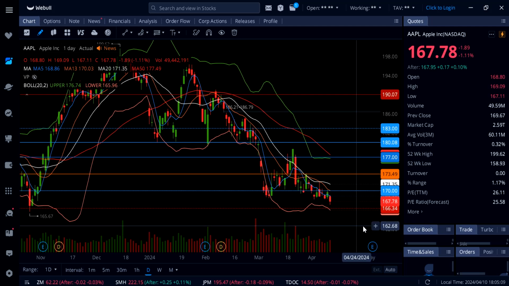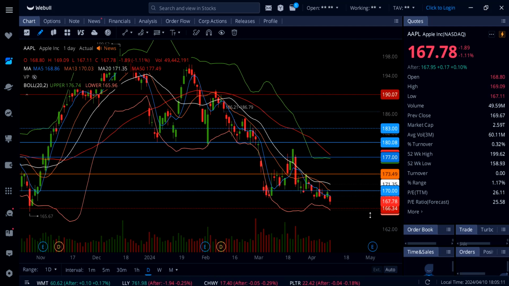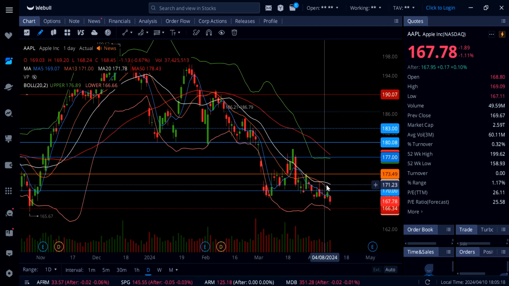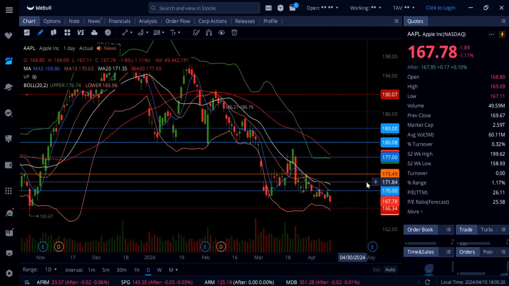So on Apple, watch the support at 166 right down here, and to the upside, it needs to get above 170. The next stop is 171.35, the 20-day moving average, and then 173.